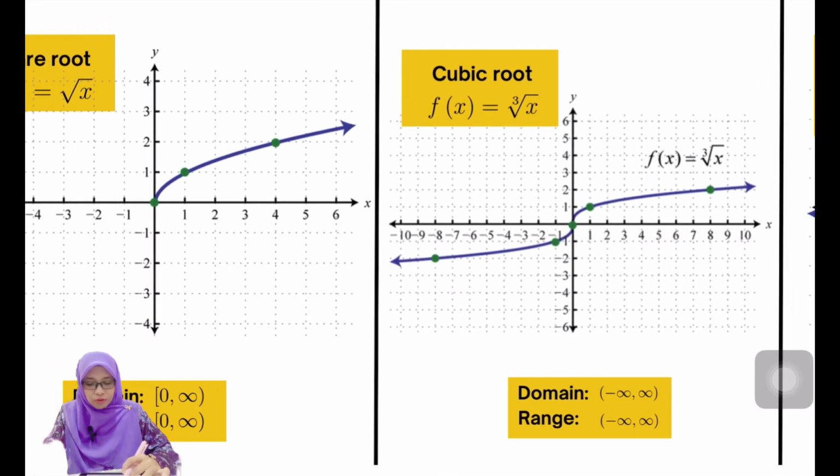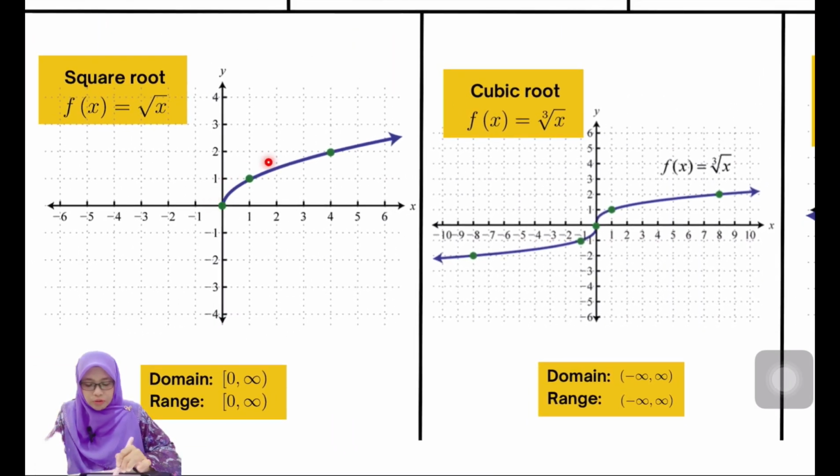For the square root of x, we don't have any values of y when x is negative. That's why the lowest value here is 0. But for the cube root of x, when x is negative, the function is also defined. That's why we do have the graph on the left side here, until infinity. Therefore, the domain here is from negative infinity until infinity, and the same goes for the range.